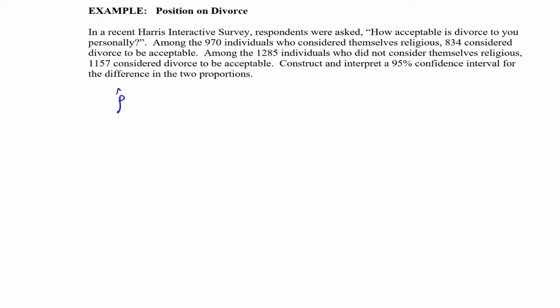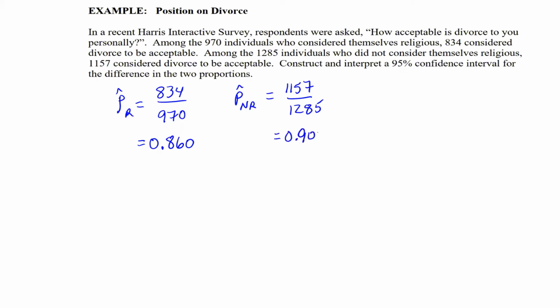First, let's get the sample statistics, P hat for the religious folks. In other words, what sample proportion of religious folks considered divorce to be acceptable? That's 834 out of 970. And I'm getting 0.860. And the P hat not religious, how many considered divorce to be acceptable is 1,157 out of 1,285. I'm getting 0.900. And so what we want to do is construct a confidence interval for the difference in the two proportions.